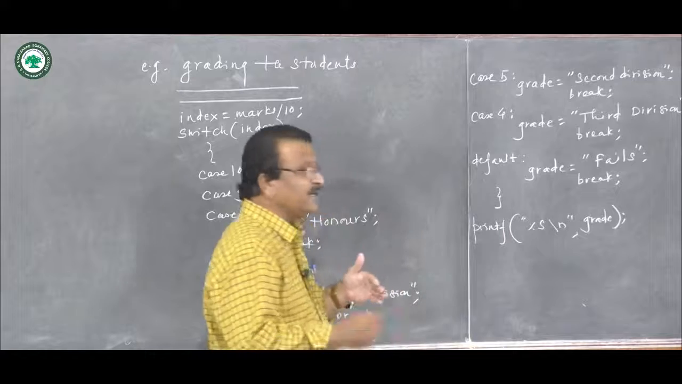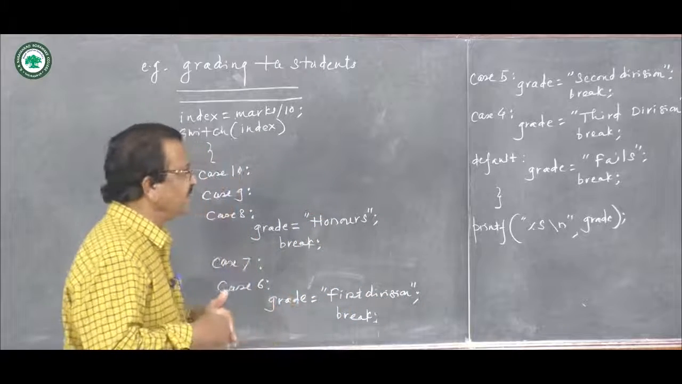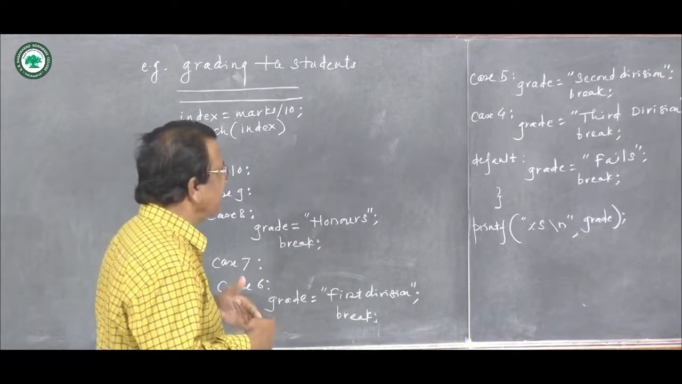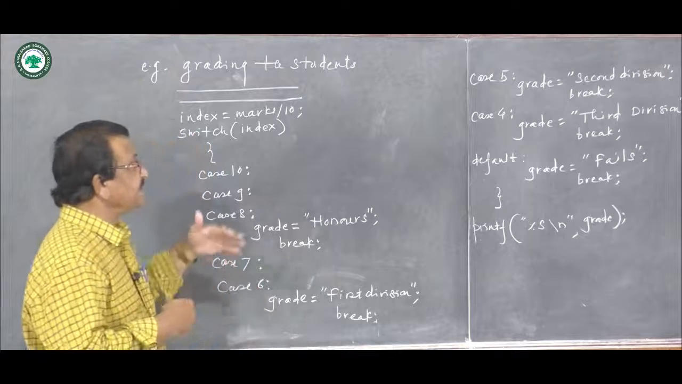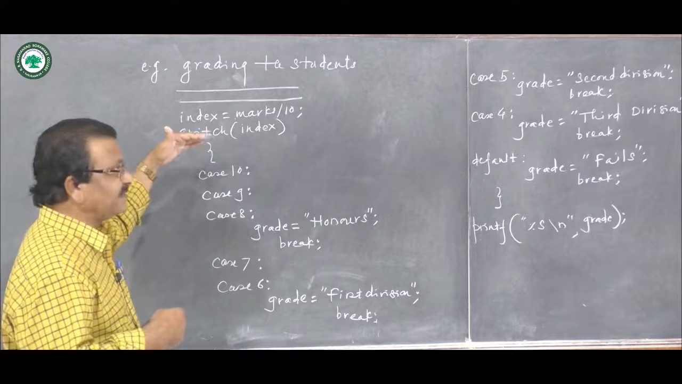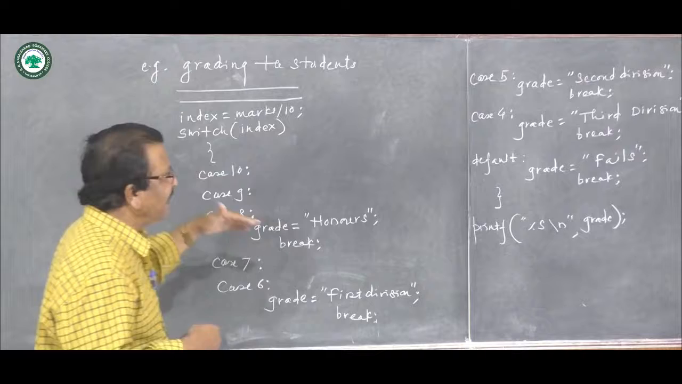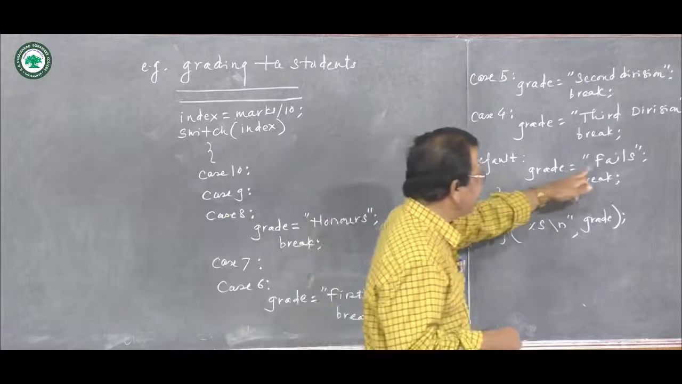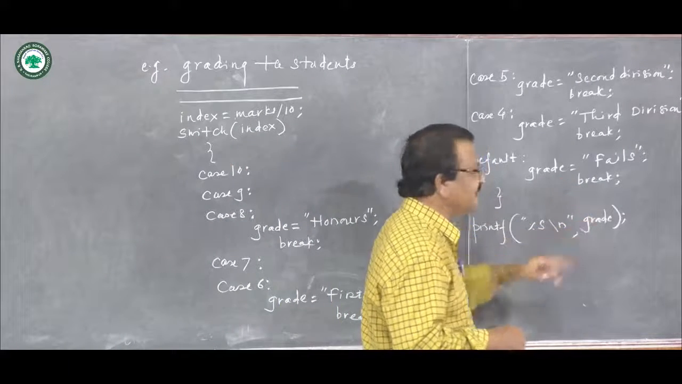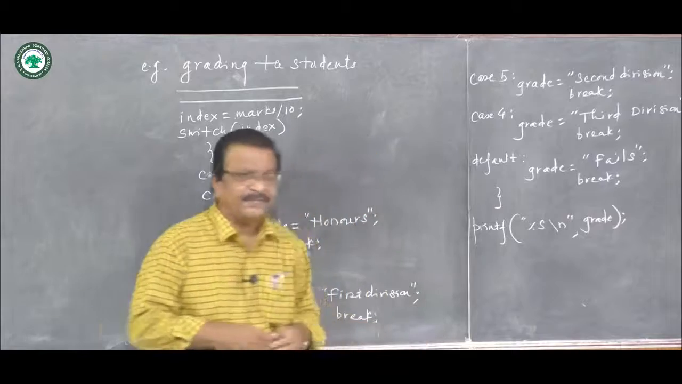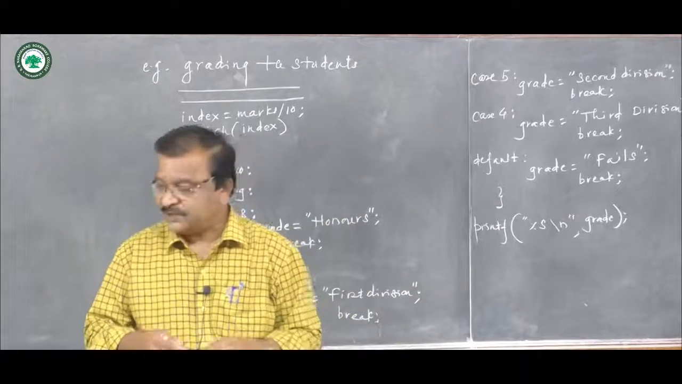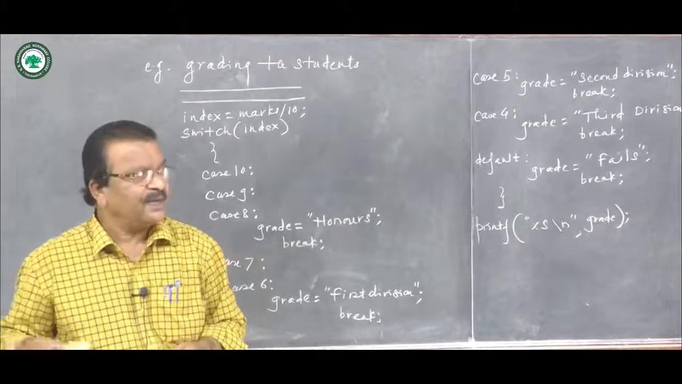If student secures marks less than 40, suppose 38, then none of the case label values is matching with the value of the expression, namely 3, and therefore this default block will get executed and it will print the grade, namely fails. This is how this particular program works.